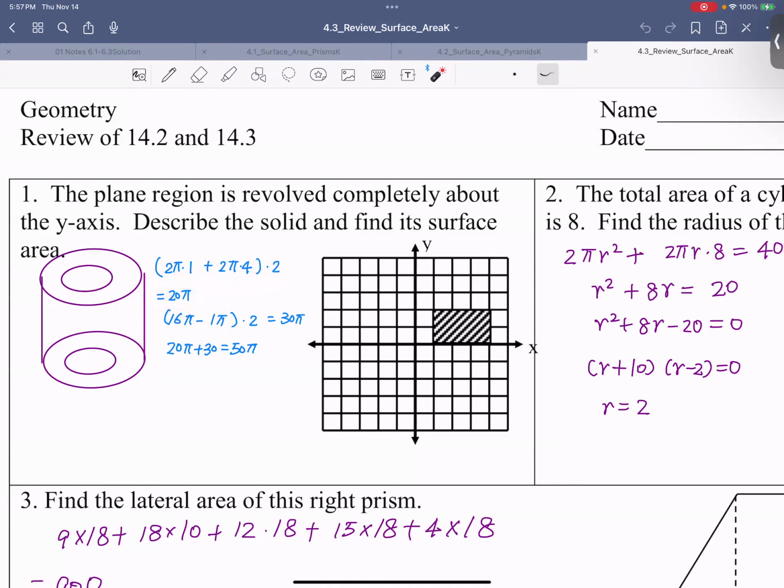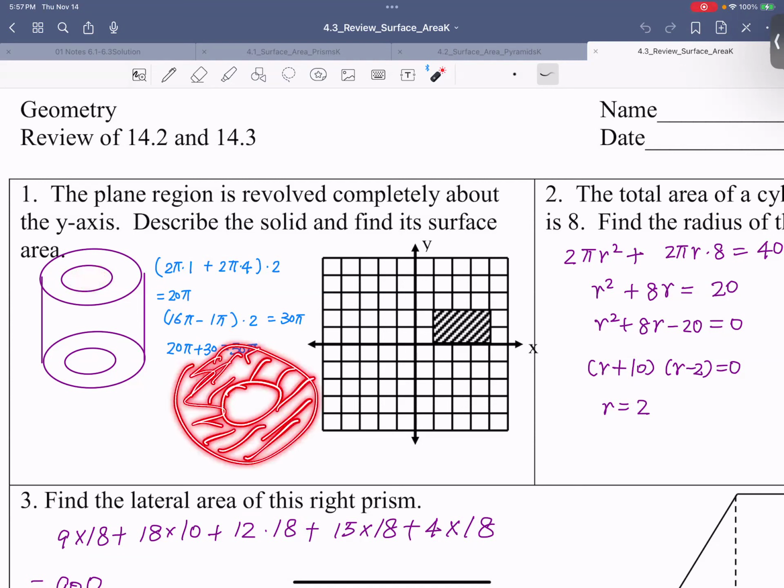But that's not the end yet. If I ask you the top and the bottom, how do you calculate? What do you think? The top one, the bottom one, is what? It's a big circle minus the small circle, correct? Yes. It's a ring. You understand? The top and the bottom are both a ring.